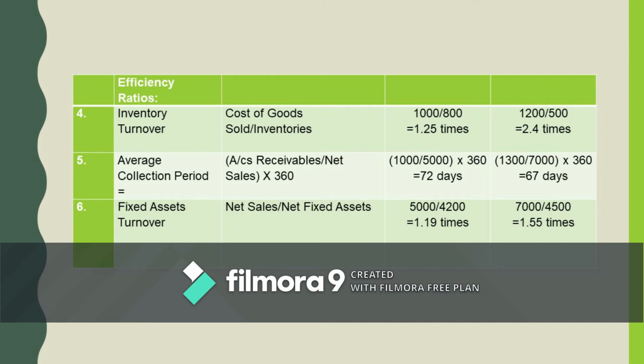The first of the efficiency ratios is inventory turnover. Inventory turnover of 2018 is also lower than 2019, and this could be due to lower sales or the company having too much inventory. A high turnover indicates the effectiveness of inventory management, or could be due to the company maintaining a low inventory level.